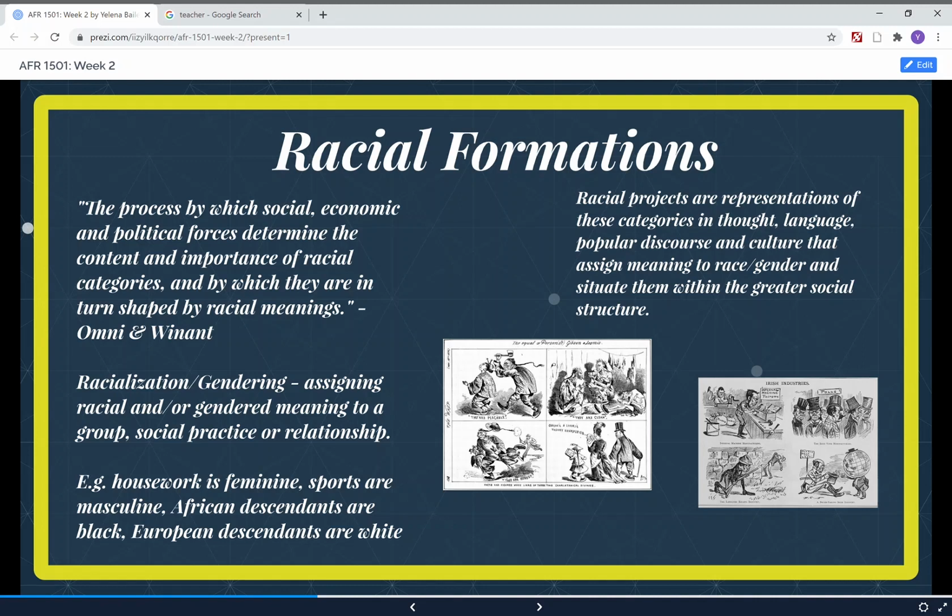If I tell you to picture the suburbs, you're going to picture a cookie-cutter house and probably a white family with a husband, wife, and 2.5 kids. Why is that? And so we're going to get into in this class where those things come from and how that process of assigning those meanings came about.